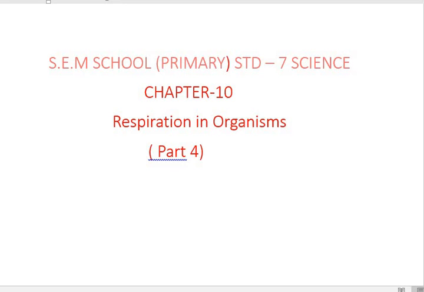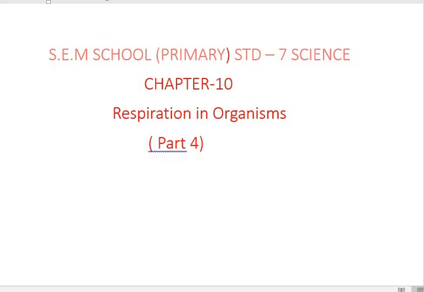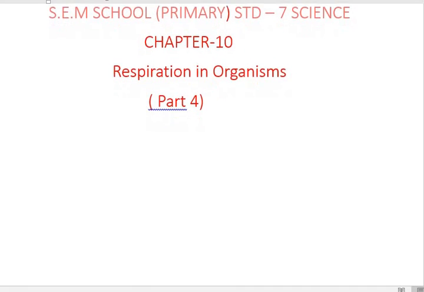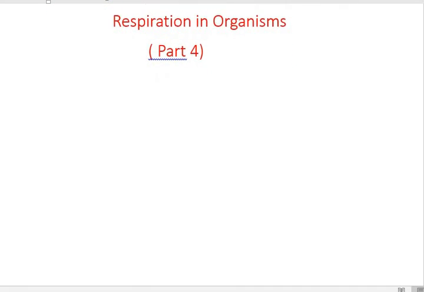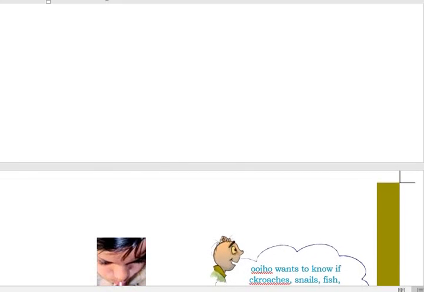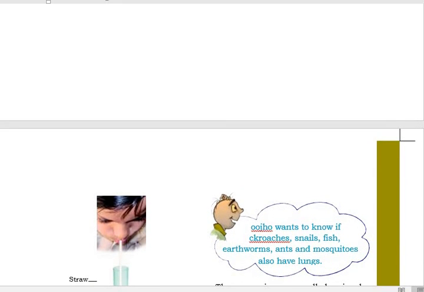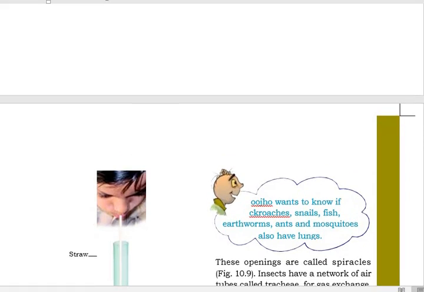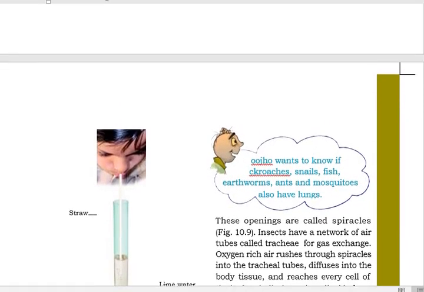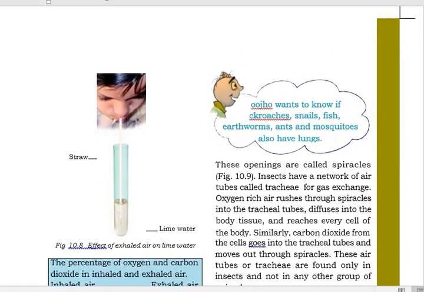So when we put this straw in the test tube which contains lime water, one end of the straw should be kept in the lime water. Now blow gently through the straw for a few minutes. You have to blow with your mouth through that straw. Observe the change in the appearance of lime water.